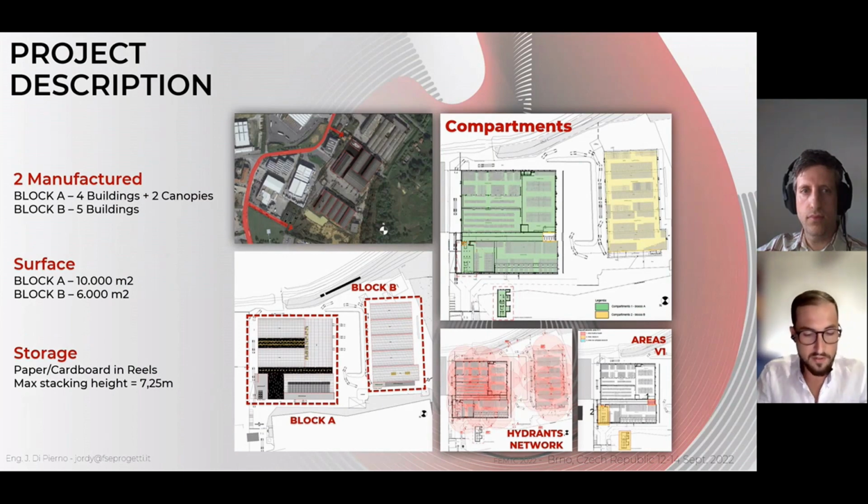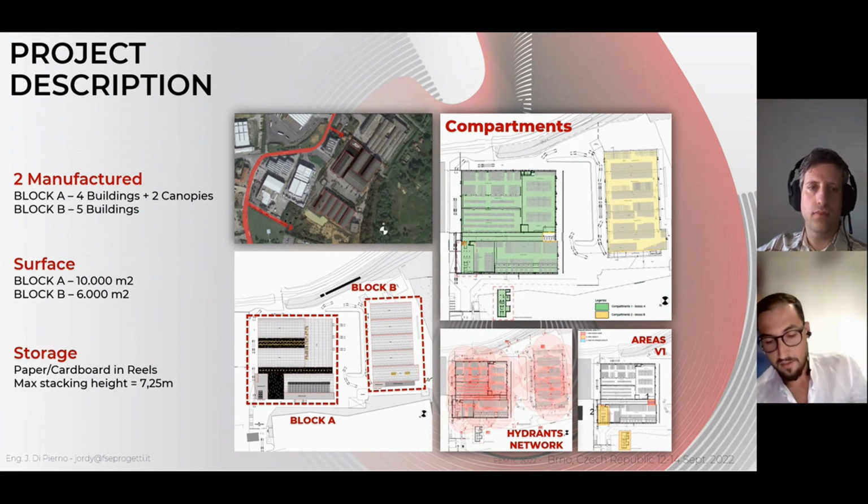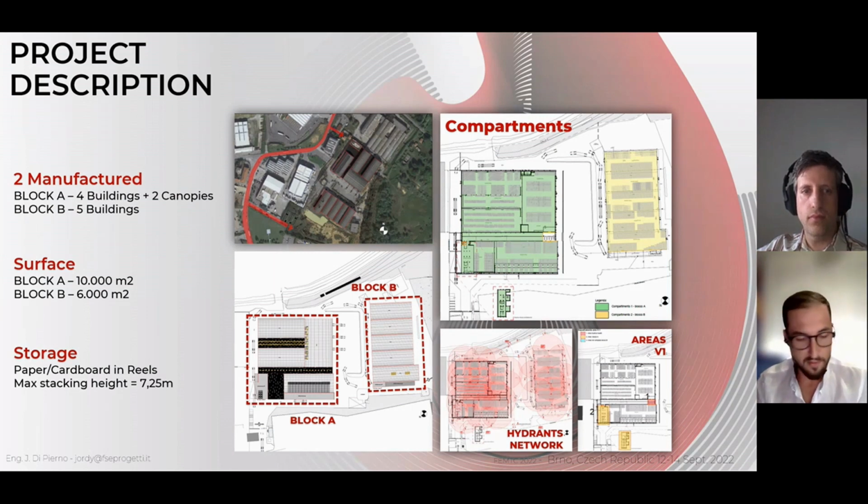The building consisted of two blocks of buildings, named respectively Block A and Block B. Block A is made of two buildings and two canopies for a total surface of 10,000 square meters, while Block B consisted of 5 buildings for a total of 6,000 square meters. In both blocks, the storage consisted of paper and cardboard reels for a total maximum height of 7.25 meters.